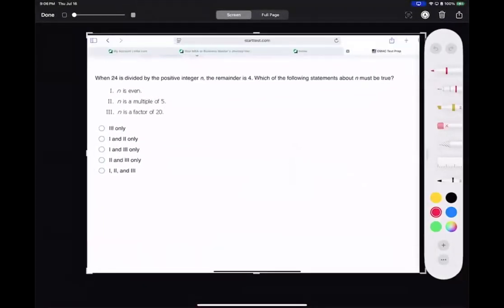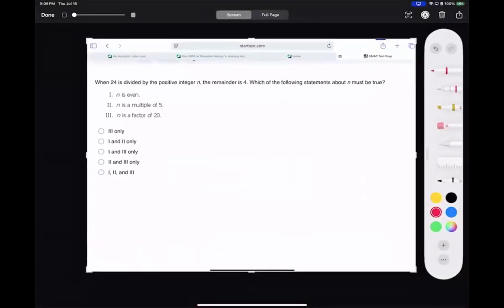When 24 is divided by the positive integer n, the remainder is 4. So 24 divided by 20 is 1, the remainder is 4, for example. Which of the following statements about n must be true? N is even. It is, right? N is a multiple of 5. Can be 20, which is a multiple of 5, but can it be something else?